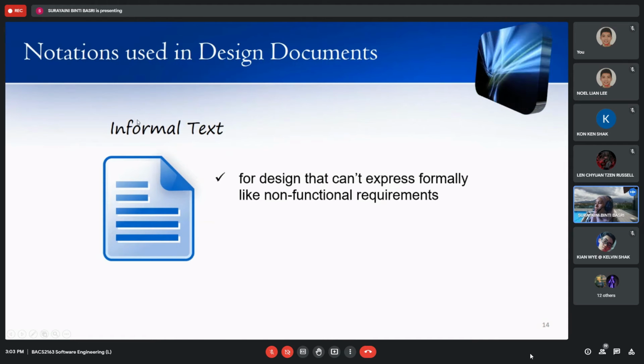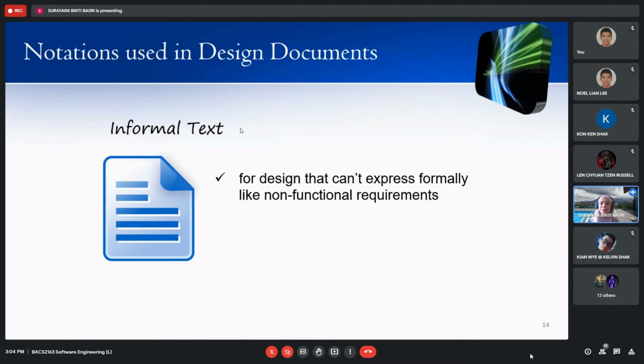We use informal text to explain, for example, when we say that the system must give feedback, or the result of the search must come out within 2 seconds. We cannot describe that non-functional requirement using any graphical notation, right? So who can imagine how to express the non-functional requirement that I have said just now in any notation other than informal text?